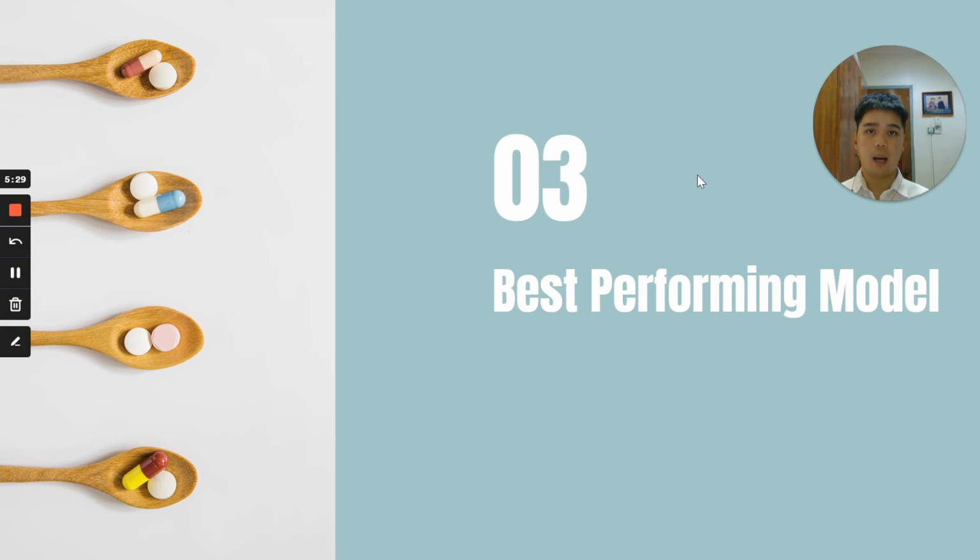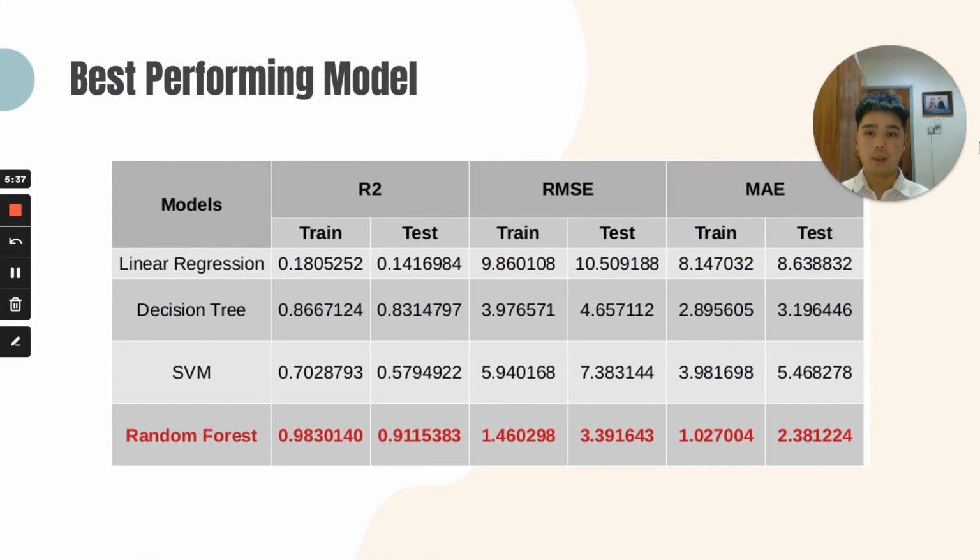In the last session, I'm going to describe the best performing model. In this table, we can see that the R-square for random forest is the highest, which is 0.983 and 0.911 for the training and testing sets respectively. And for the RMSE, random forest has the lowest RMSE for the training and testing sets. Similarly, for the MAE, random forest can also generate the lowest MAE for the training sets and also for the testing sets.